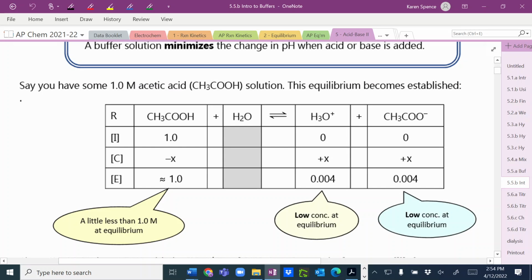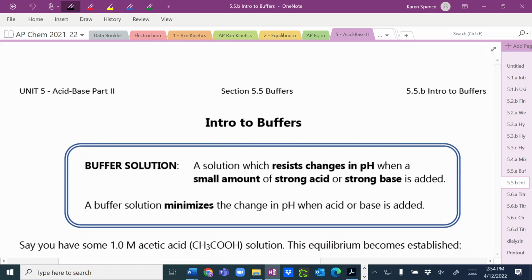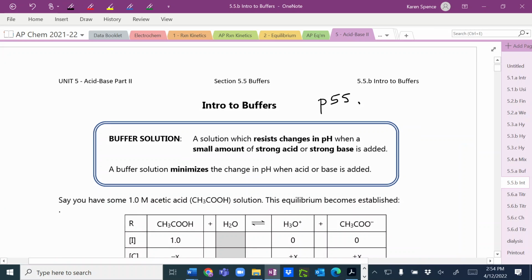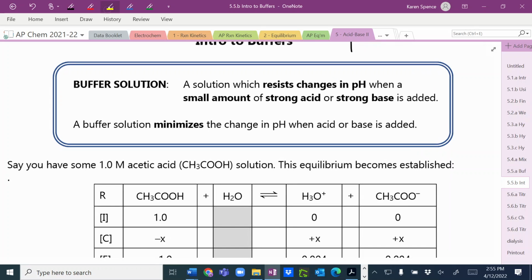And this is on page 55. A buffer solution is one which, and hopefully some of you have heard of this from other courses, maybe in biology, resists changes in pH. And it resists changes in pH when a small amount of strong acid or strong base is added.